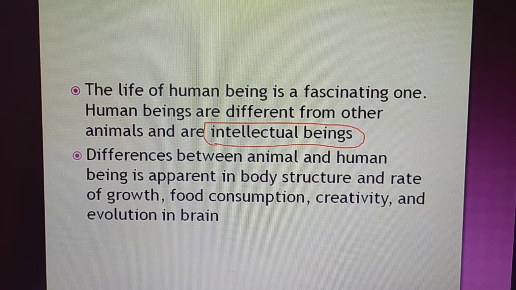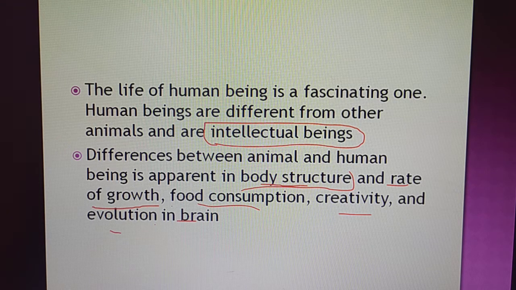Next, the differences between animals and human beings are apparent in body structure and rate of growth, and also in food consumption, creativity, and evolution of the brain. So on these four or five aspects, we can identify differences. The body structure of human beings and other living beings is completely different. And the growth rate of human beings, especially the brain's growth rate, is much faster than that of other living beings.